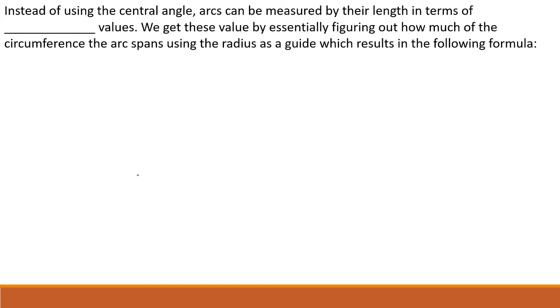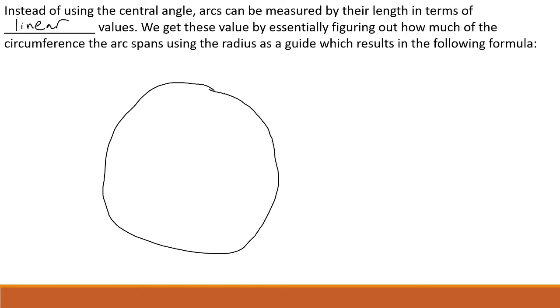Now, instead of using central angles to describe arcs, we can also describe them a different way. We can describe them in terms of their linear value. So what do I mean by that? Well, let's take an arc here again. Let's draw a big circle. And we'll take this arc right here, and we'll say it's, I don't know, 60 degrees, okay? With a radius of 7, just for funsies here.